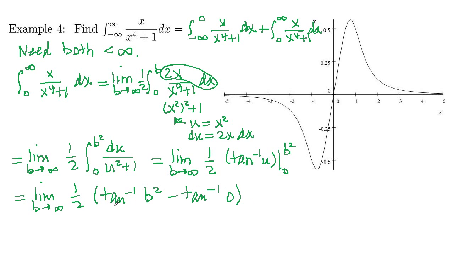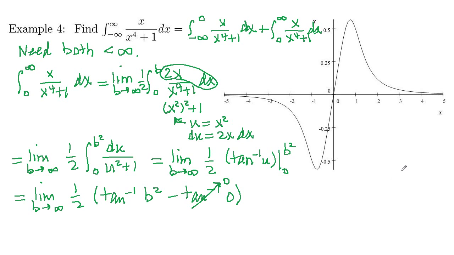Now remember, inverse tangent means the angle whose tangent is. So the angle whose tangent is 0, that is just 0. And then inverse tangent b squared, b is going to infinity. The angle whose tangent is infinite. So remember that that is pi over 2. So the limit here of inverse tan b squared as b goes to infinity is inverse tangent of the angle whose tangent becomes infinite. That's pi over 2.